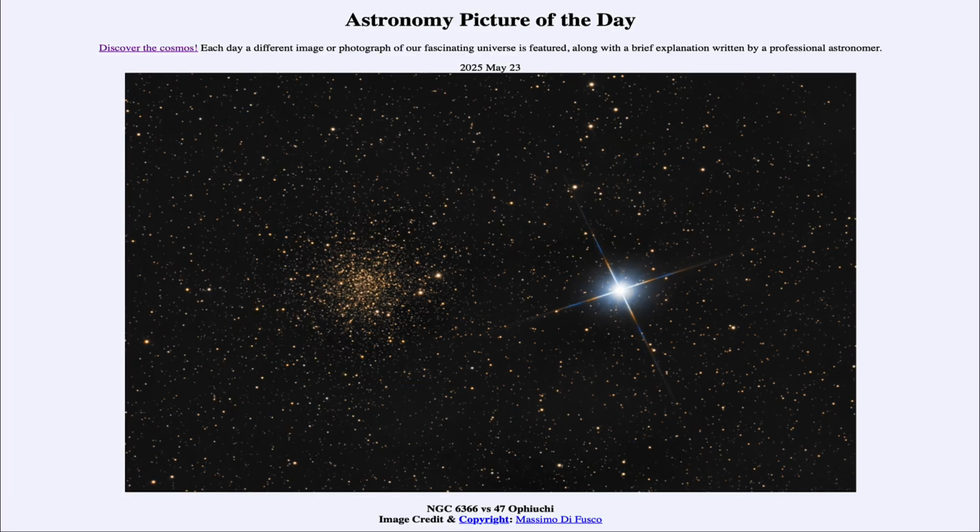So that was our picture of the day for May 23rd of 2025. It was titled NGC 6366 versus 47 Ophiuchi.